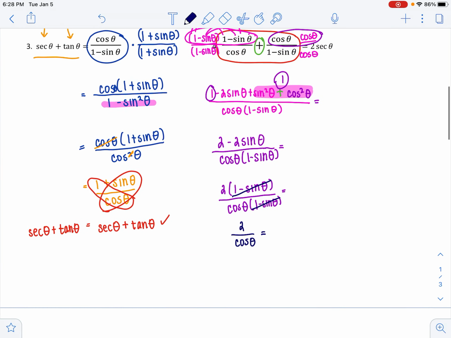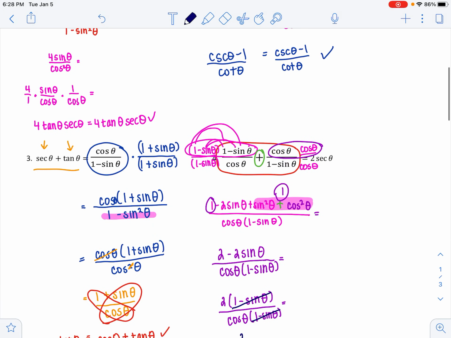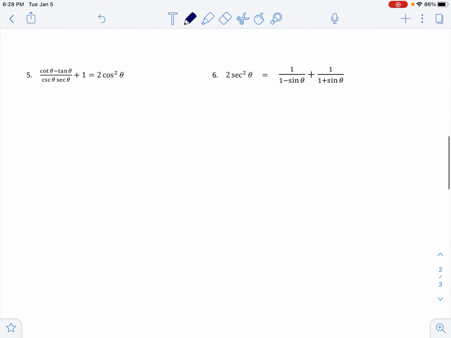So now I'm like, okay, now what? And I look at what I'm trying to get. I'm trying to get 2 secant of theta. This is the same thing as 2 secant of theta because 1 over cosine is secant. So I can just say 2 secant of theta is equal to 2 secant of theta. All right, if you wanted to break it up like I broke it up here, you could, or you could just say what I did.